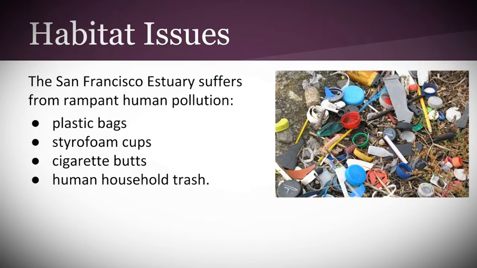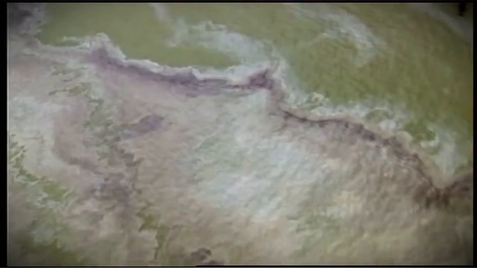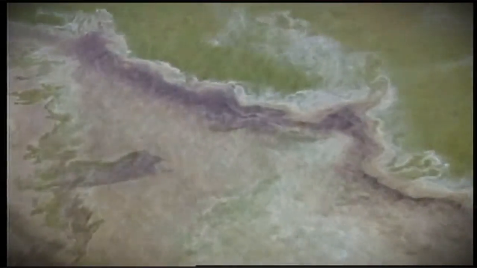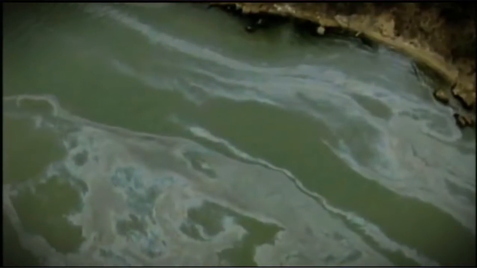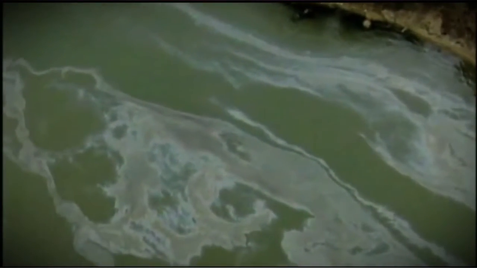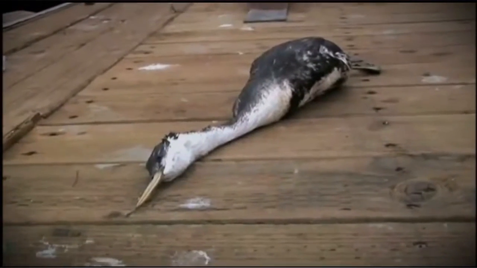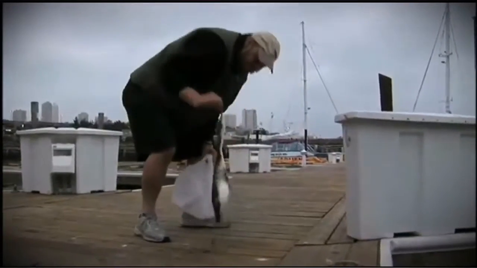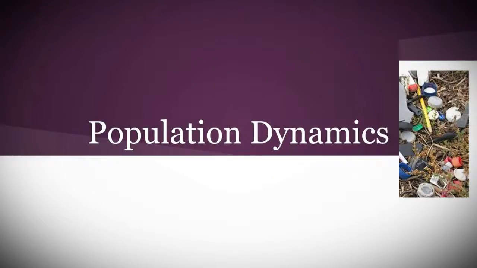Habitat issues. The San Francisco estuary suffers from rampant human pollution, such as from plastic bags, styrofoam cups, cigarette butts, and human household trash. The estuary absorbs over 500 million gallons of treated wastewater each day, along with large quantities of storm and floodwater. Human impact has irreversibly changed the way that the estuary functions. Pollution from upstream, also filling and dredging from various marshes, have disrupted estuaries worldwide.